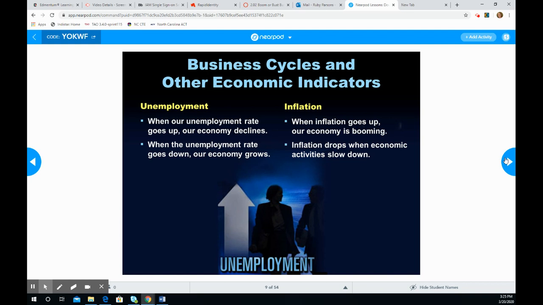All right, let's think about inflation for a minute. When inflation goes up, the economy is booming. People are spending money. They've got jobs, they've got that money coming in. But when inflation drops, economic activity slows down. So when people start not getting overtime and hours are getting cut, the inflation will drop.